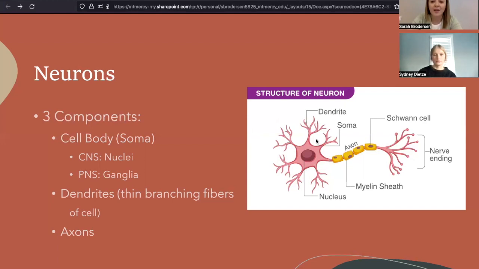The dendrite is going to be this thin branchy part of the neuron stemming off of the soma. So the dendrites are another component. They are an extension that carries nerve impulses toward the cell body. So they're going to take information and bring it into the soma. Axons are the last component. They carry impulses away from the cell body. So those are these little yellow spots here. So those are going to carry information from the cell body and out toward the nerve endings.